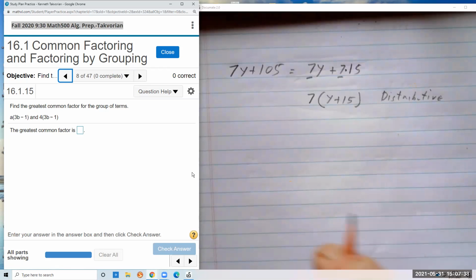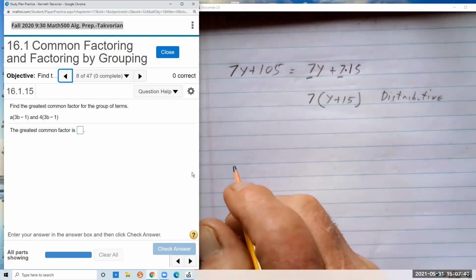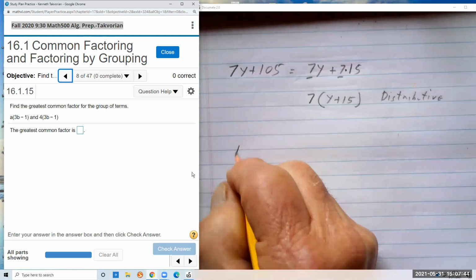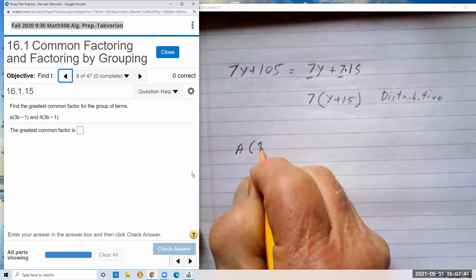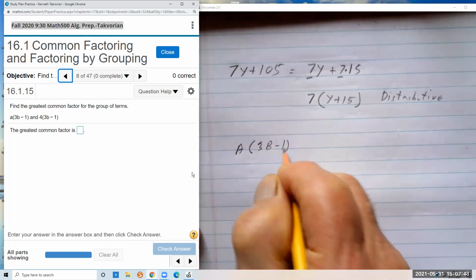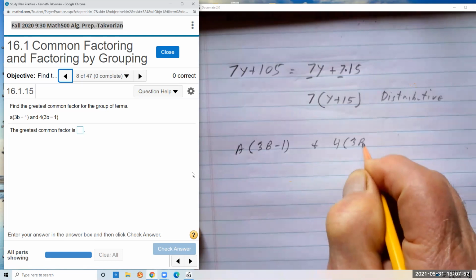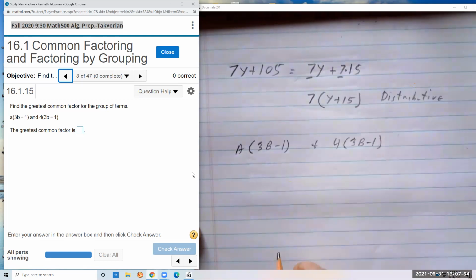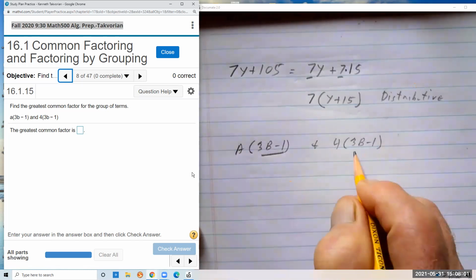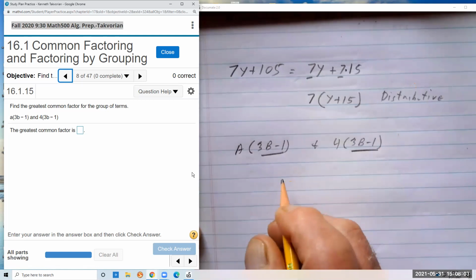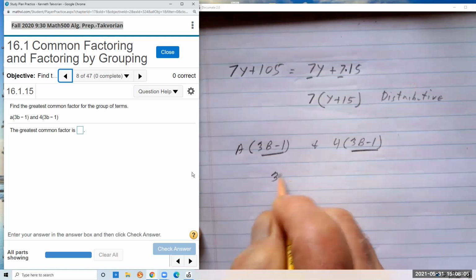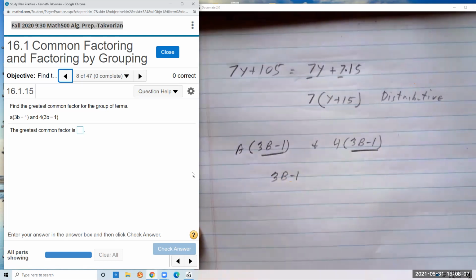This problem says factor out the greatest common factor for the group of terms. We have parentheses 3b minus 1, and we have 4 times parentheses 3b minus 1. The question says, what is the greatest common factor? And the greatest common factor is the quantity 3b minus 1. So the answer to this question is 3b minus 1.